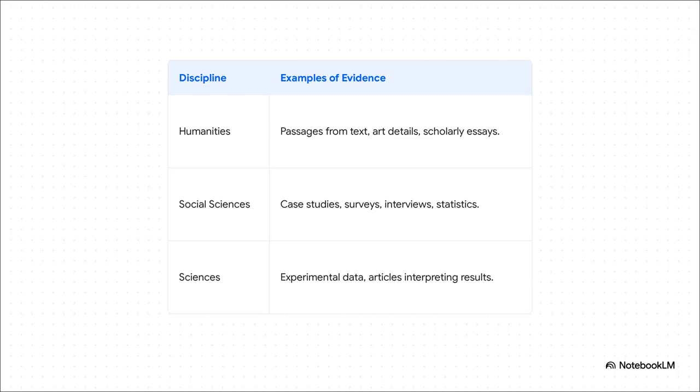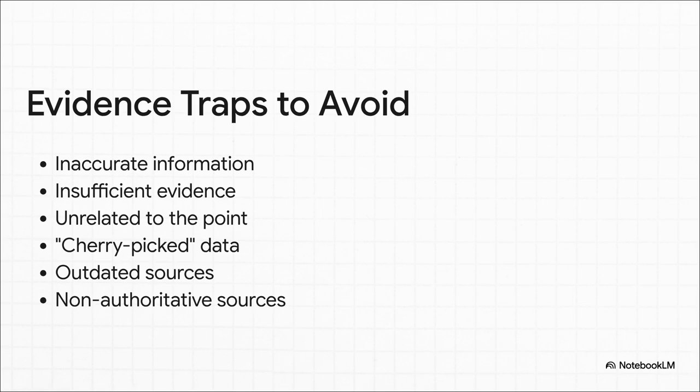You have to make sure you're using the right kind of proof for the job. And please, be tough on your own evidence. Don't just grab the first thing you find. You have to ask yourself, is this accurate? Do I have enough of it? Does this actually prove my point, or is it kind of unrelated? Are my sources legit and up to date? Because even one piece of bad evidence can act like a crack in the foundation and weaken your entire argument.